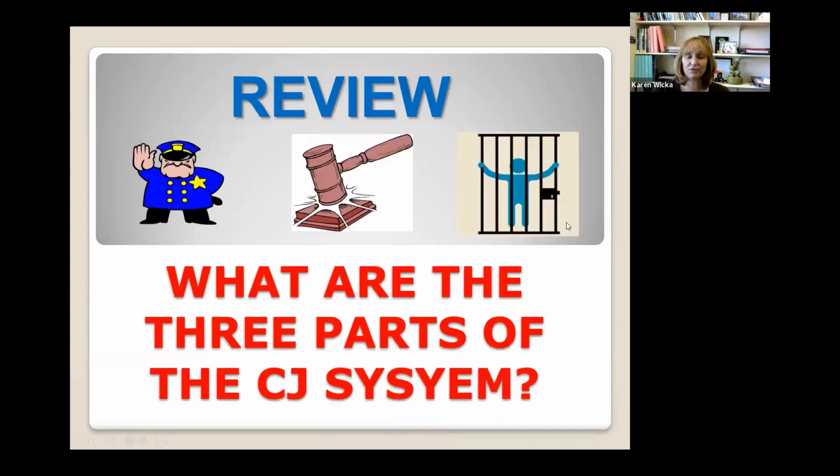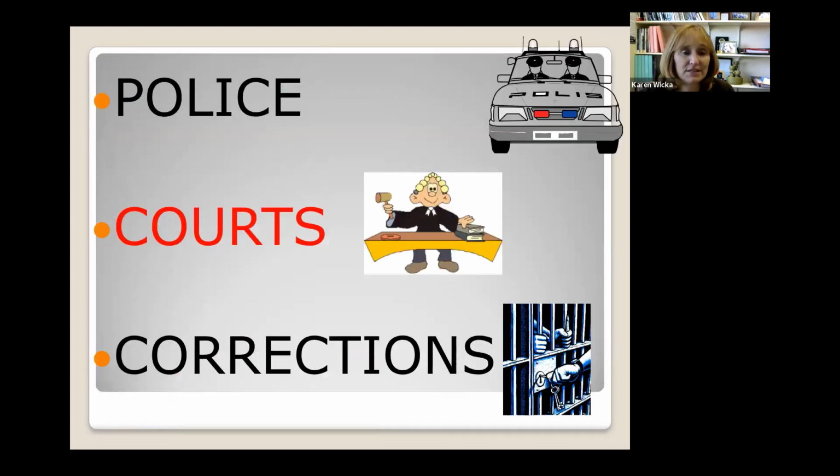Just as a review from the very beginning, we said that the criminal justice system is made of three parts. What are those three parts? Police, courts, and corrections. We have now finished with all the policing stuff, so now it's time to move on to the courts things. We're going to spend the rest of the semester talking about court procedures.